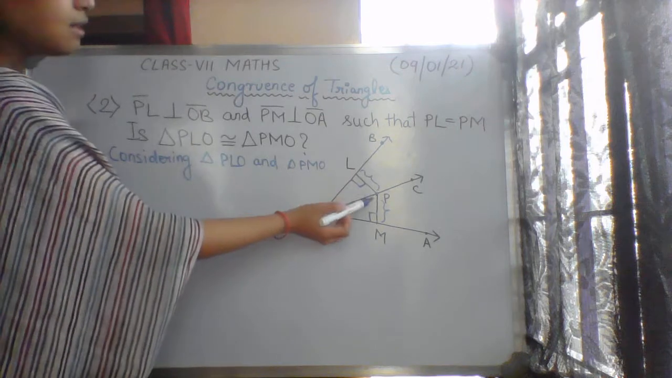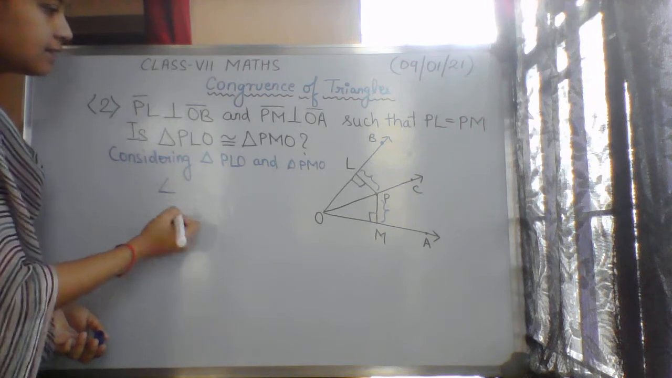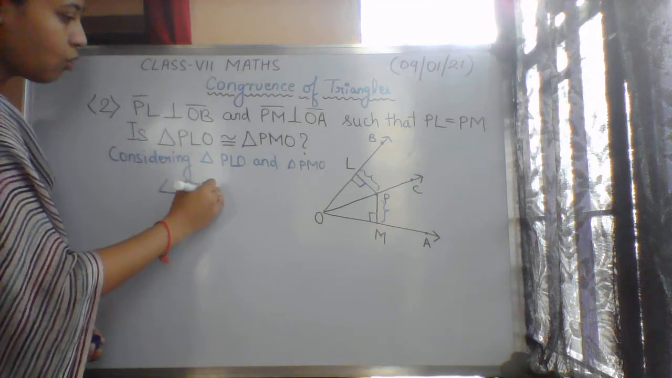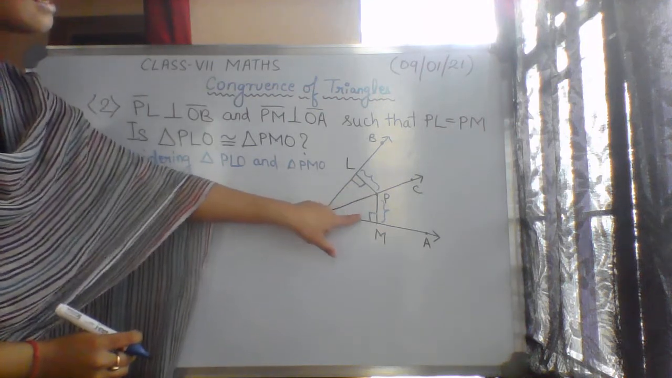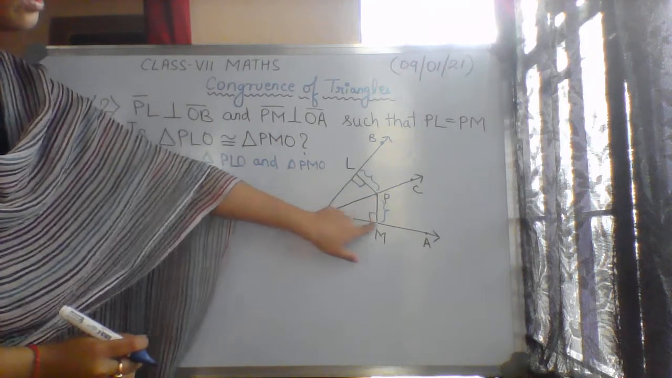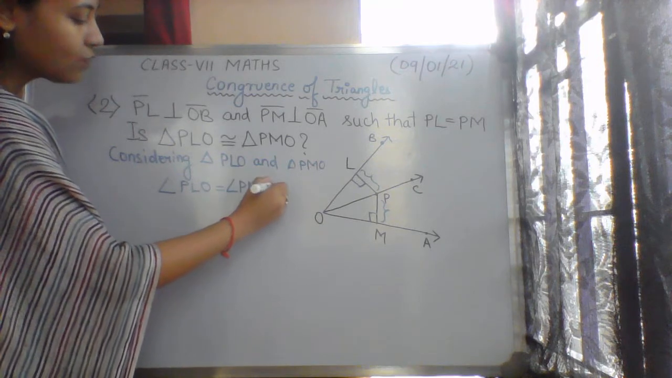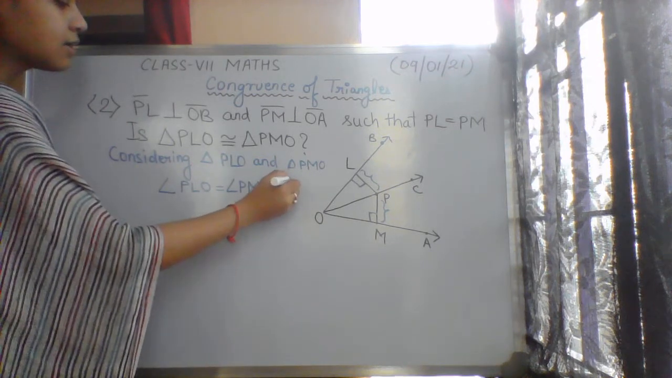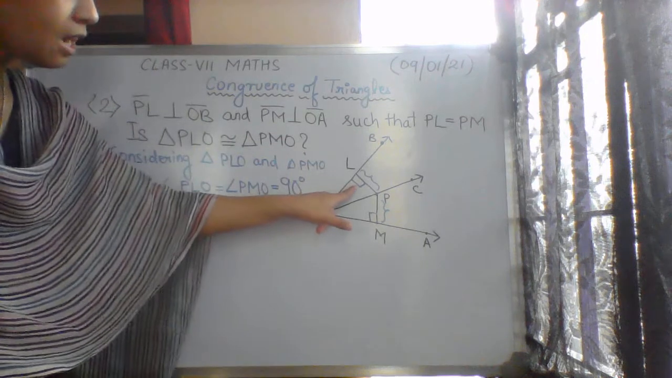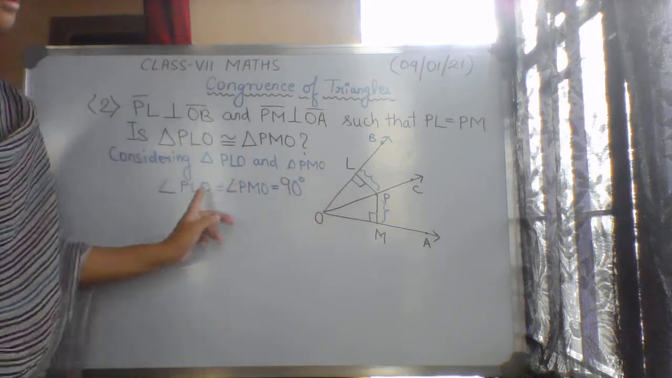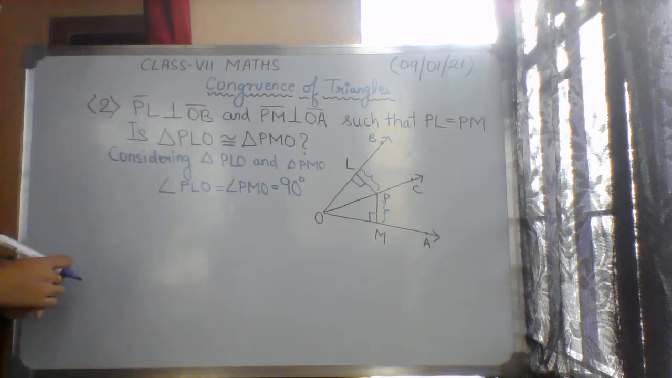In triangle PLO, you can easily see angle PLO. This angle is equal to which angle in the other triangle? Angle PMO. And what is the measure of both the angles? The reason is both are of 90-degree measurement. Angle PLO and angle PMO of the other triangle are equal. This is already given in the question, because they are perpendicular to each other.